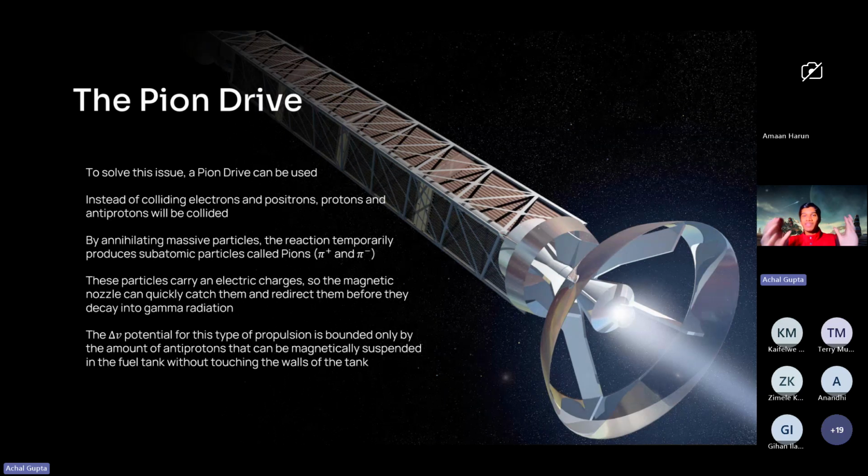And this is a much better method, even though it's even more theoretical, because your delta V capabilities are essentially limitless. Your tank can store as much antimatter as you want, as long as you can make sure it doesn't touch the walls of the tank, because you have to also keep it magnetically suspended. So there's other engineering issues with this solution.